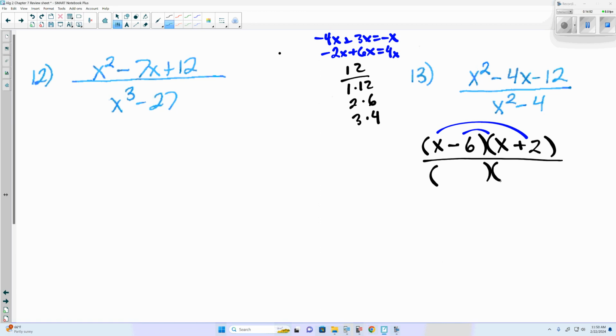The denominator, x squared minus 4. No middle term, no greatest common factor, but x squared and 4 are both perfect squares. And since they're being subtracted, it is a difference of perfect squares, which would be x minus 2 and x plus 2.